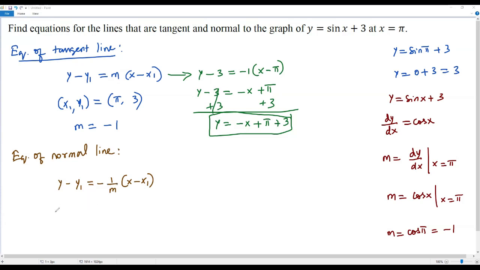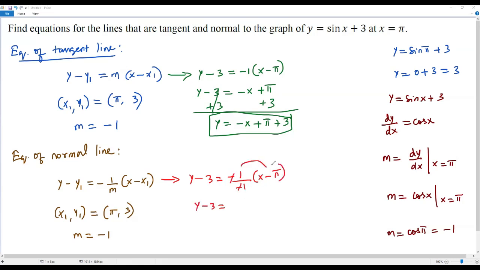We already know that (x1, y1) is the point at which we draw the tangent line. We have the point already, that is (pi, 3), and m equals -1. So now I just have to plug everything in. Y minus 3, so y1 is 3, equals negative 1 over m, which is negative 1 over negative 1, times (x minus pi). So this negative will cancel out. Then I get y minus 3 equals 1 times (x minus pi), which is the same as x minus pi. We can consider this as the equation of the normal line to the given graph.